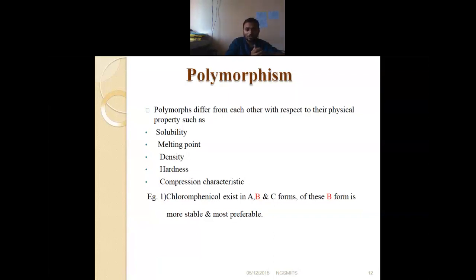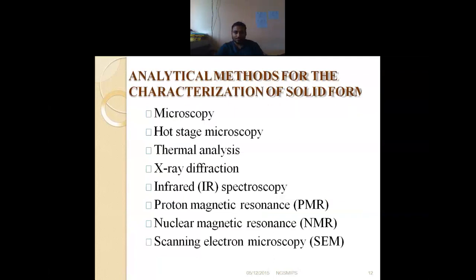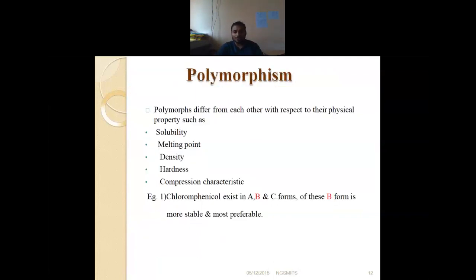For example, chloramphenicol has three polymorphs, that is A, B, and C. In comparison of the three, if B is the more stable form, then we prefer the B form. Getting my point? So this is about polymorphism. Do you have any confusion regarding polymorphism?